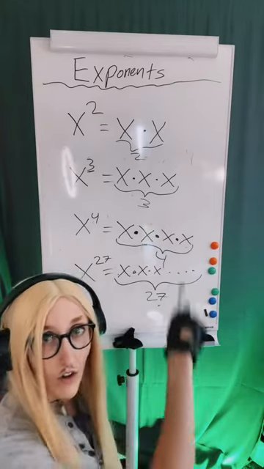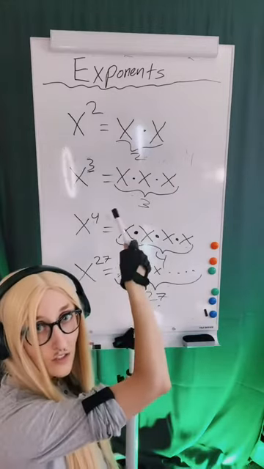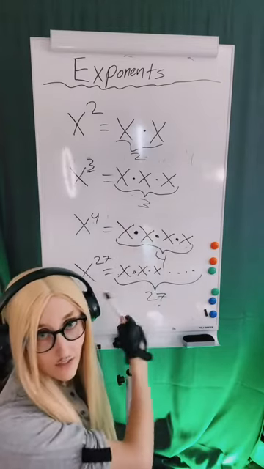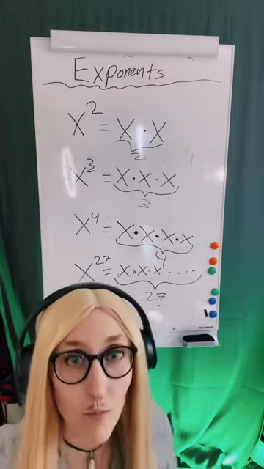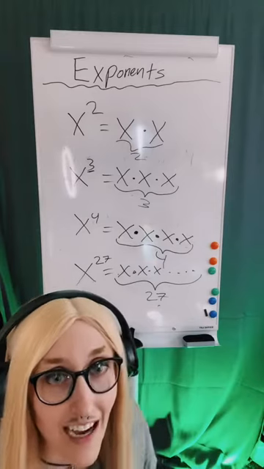So that is all that is saying. X squared, we got 2 of them. X to the third, we got 3 of them. X to the fourth, we got 4 of them. X to the 27th, we got 27 of them. X to the whatever number you want to think of, that's how many we got.